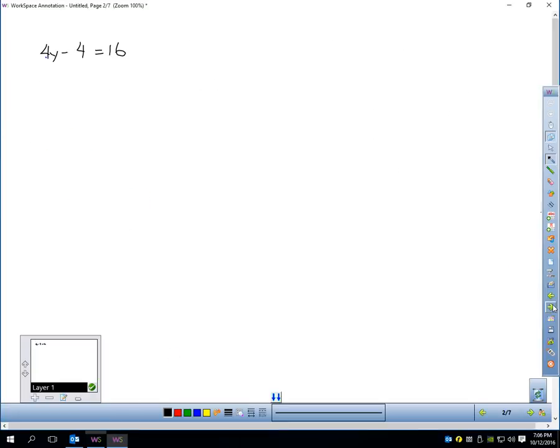Still on the bottom of page 141, do you see this question? 4y minus 4 equals 16. So first step, do we have like terms? Let's simplify if we can. Well, I'm looking on the left. I cannot subtract these. They're not alike. 16 is already simplified. So I tried to simplify. There's nothing to simplify. So step 2, inverse operations.